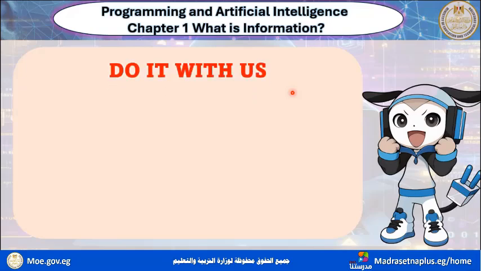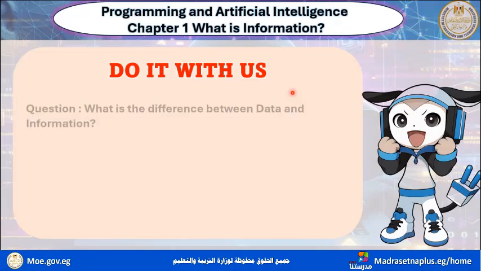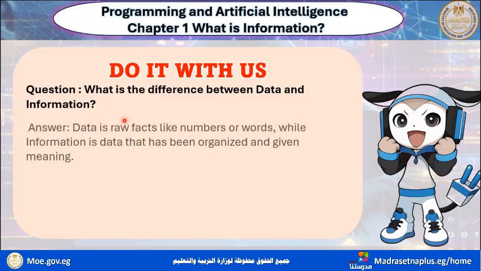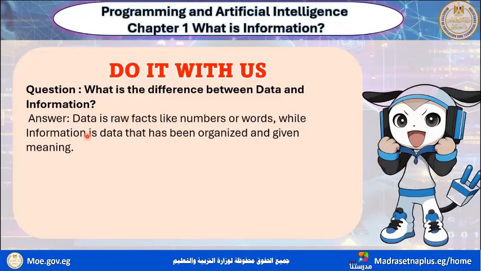Now I have some questions for you, dear students, to check your understanding with me. So do it with us. Question 1. What's the difference between data and information? Can you tell? Well done. Data is raw facts like numbers or words, while information is data that has been organized and given meaning.